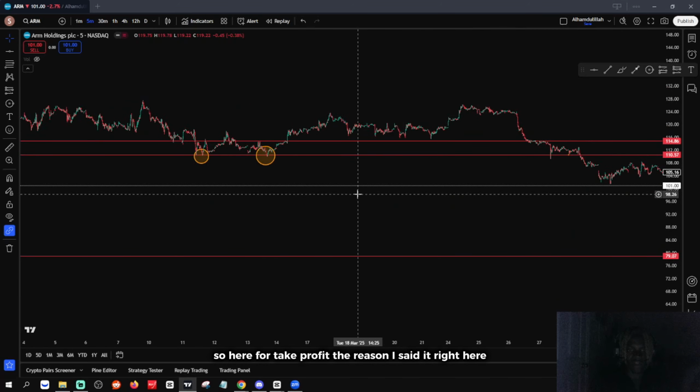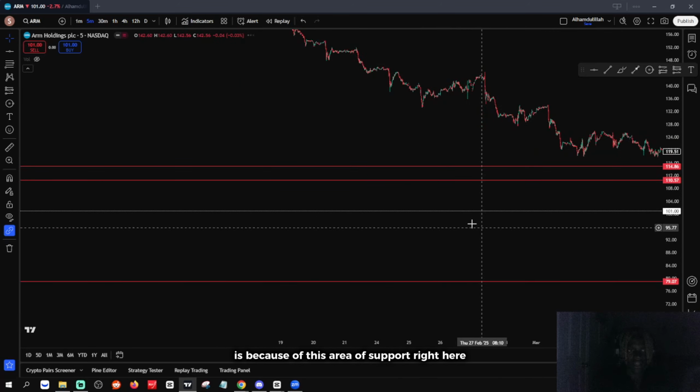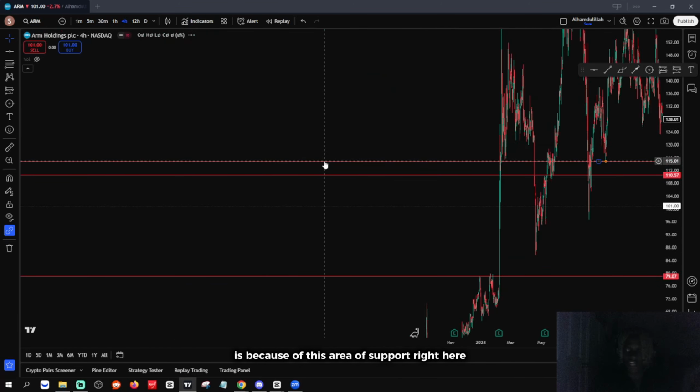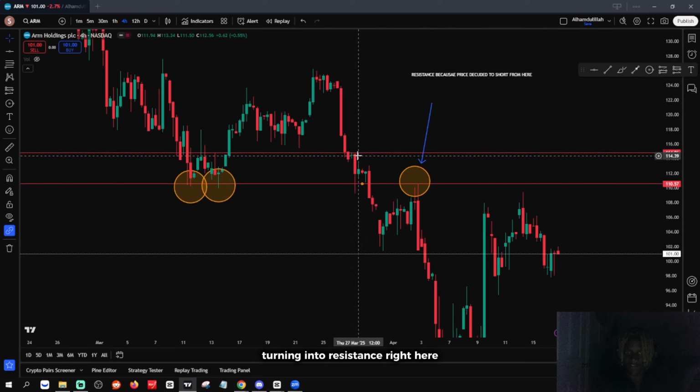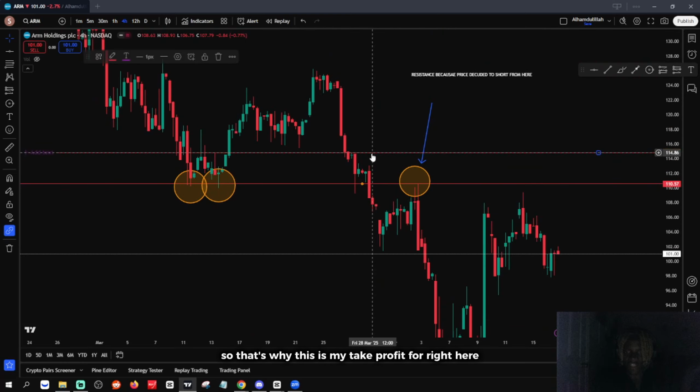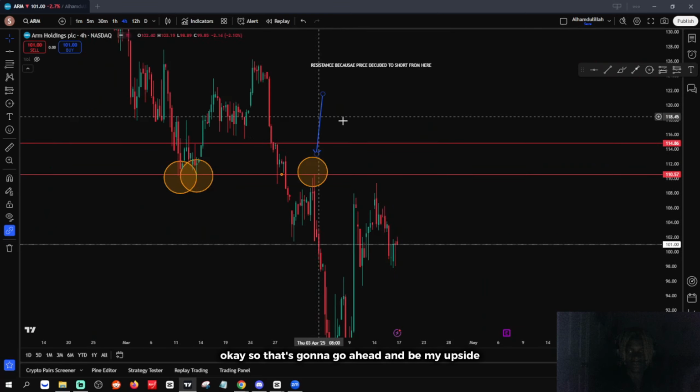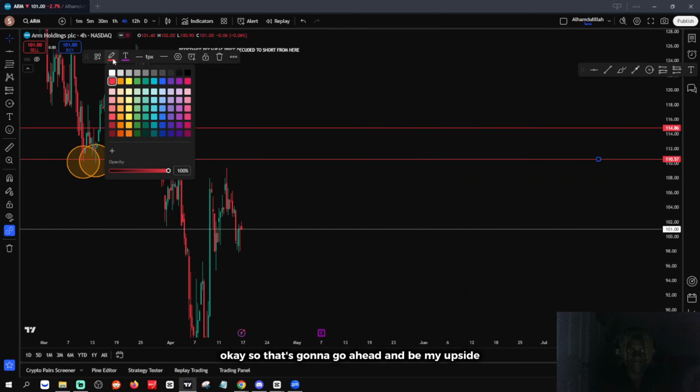So here for a take profit, the reason I said it right here is because of this area of support right here. And I like the area of support right here turning into resistance right here. So that's why this is my take profit for right here. Okay, so that's going to go ahead and be my upside.